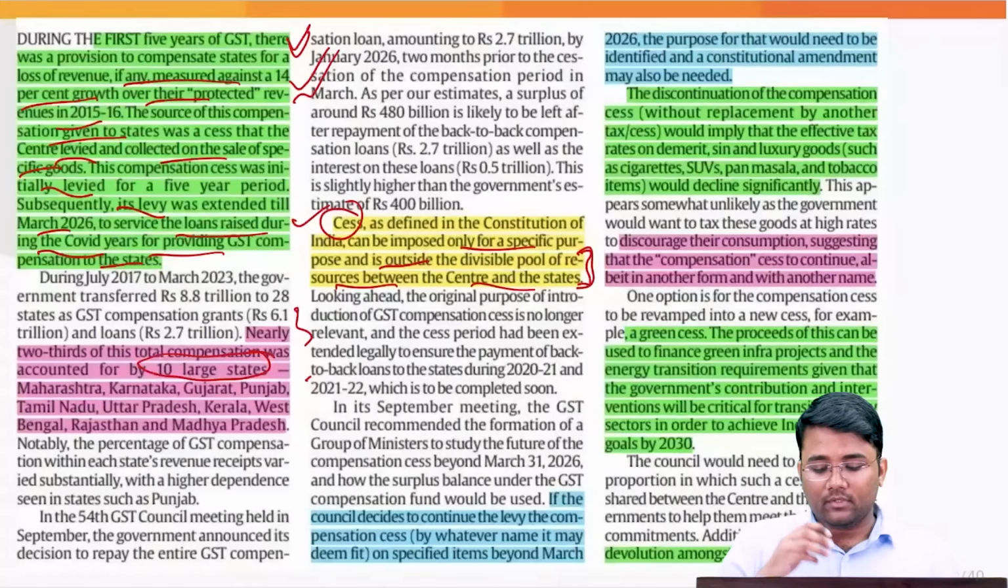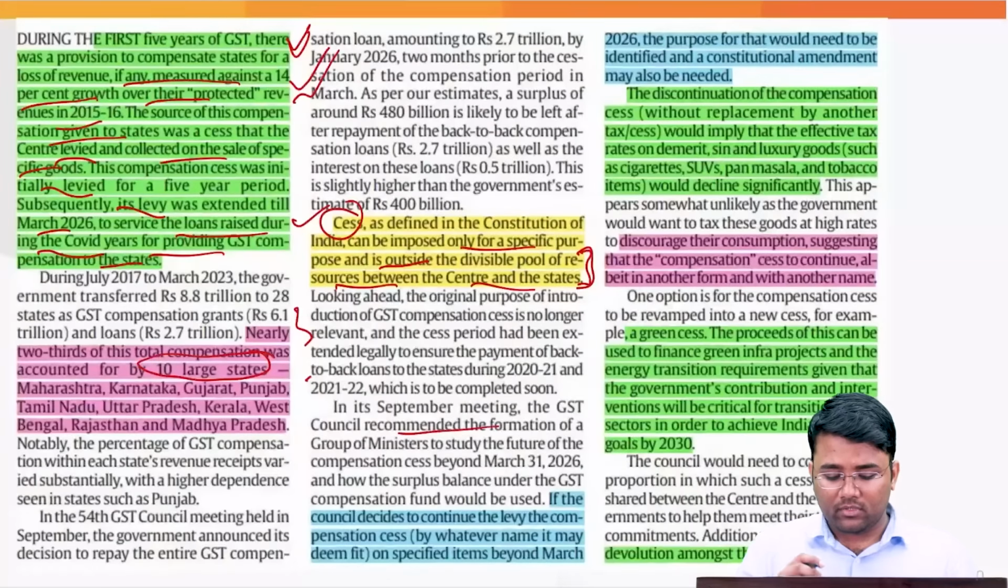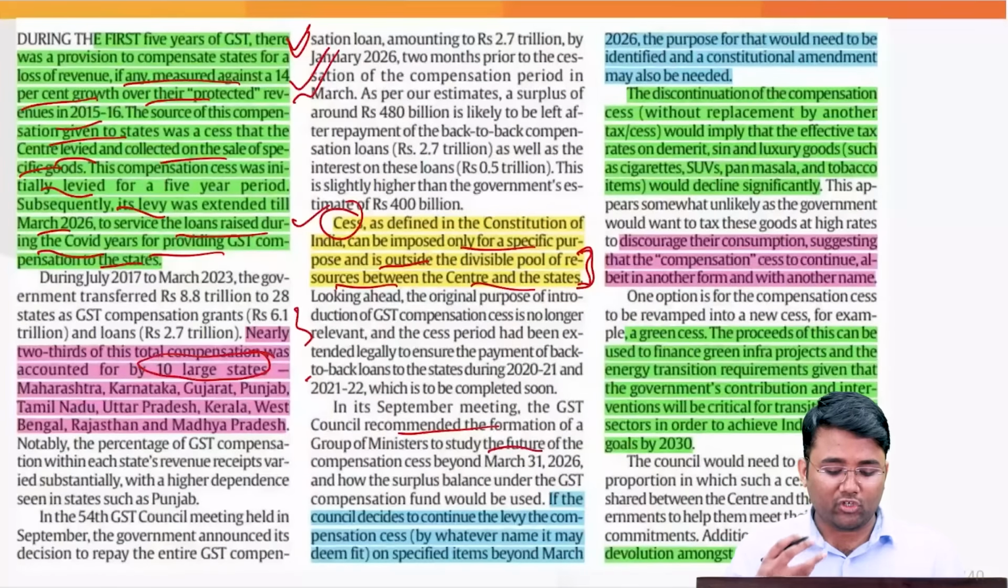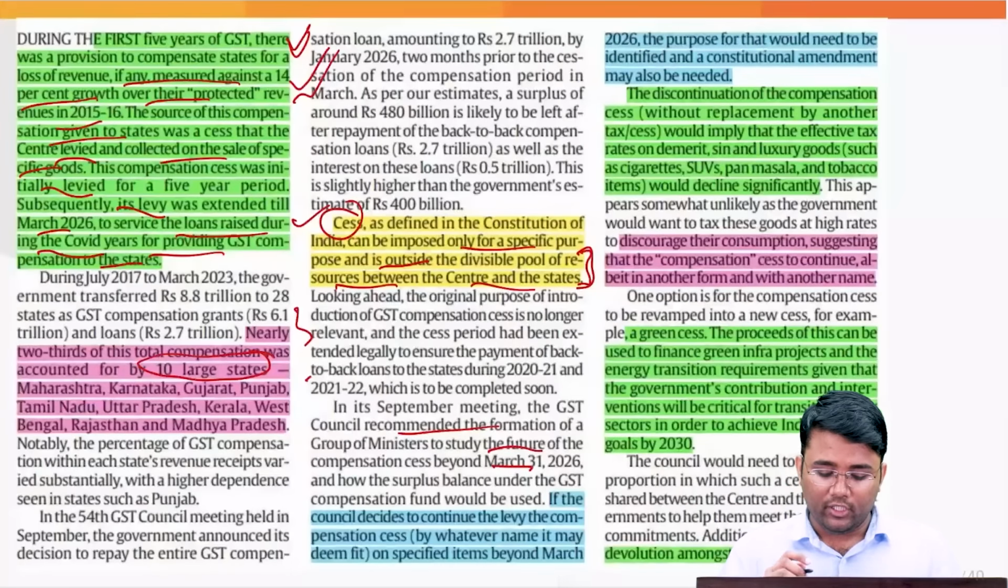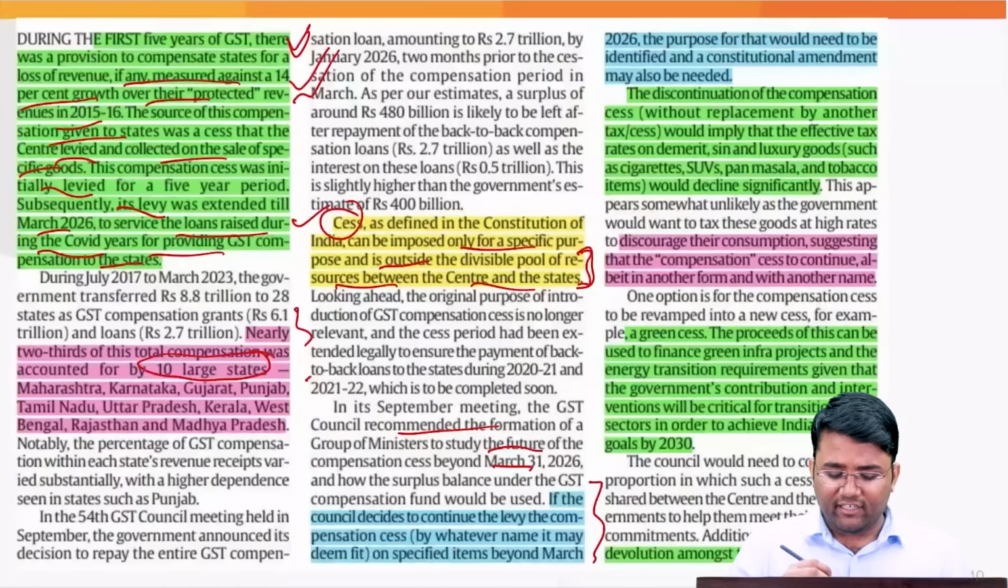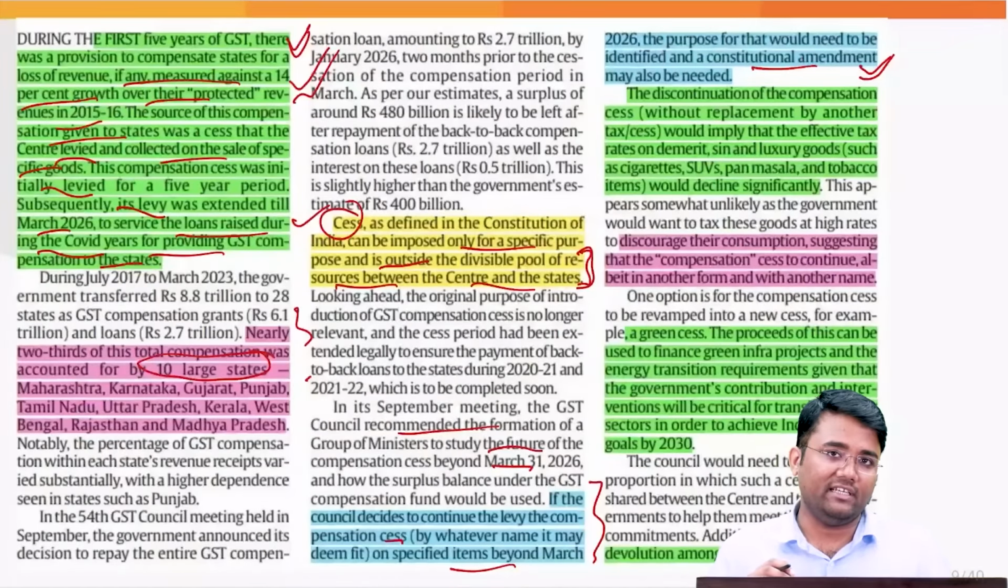So what the writer of this article is saying is that the GST Council has formed a group of ministers to study the future of the compensation cess beyond March 31, 2026, which the central government has promised to give till March 31, 2026. Now, the writer is saying, if the Council decides to continue the levy, the compensation cess, by whatever name it may deem fit, on a specified item beyond March 2026, the purpose of that would need to be identified, and a constitutional amendment may be needed.